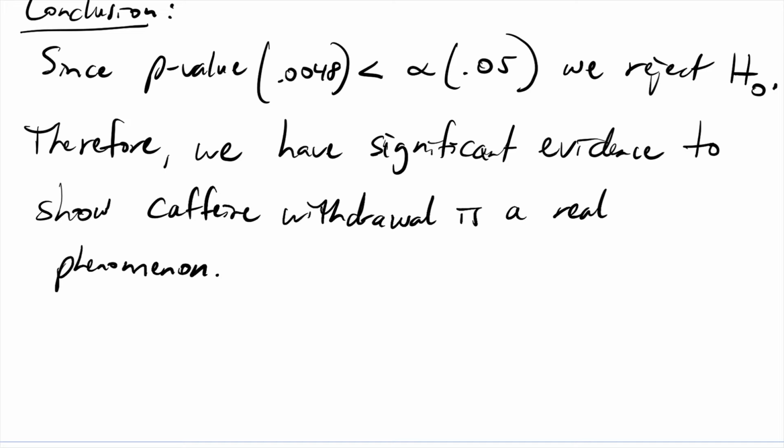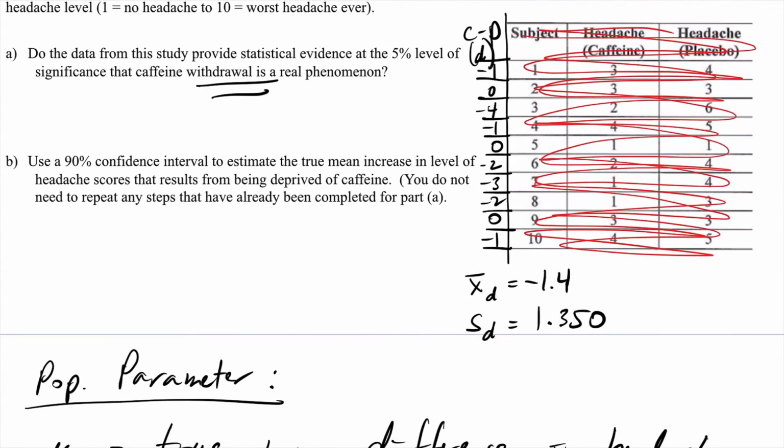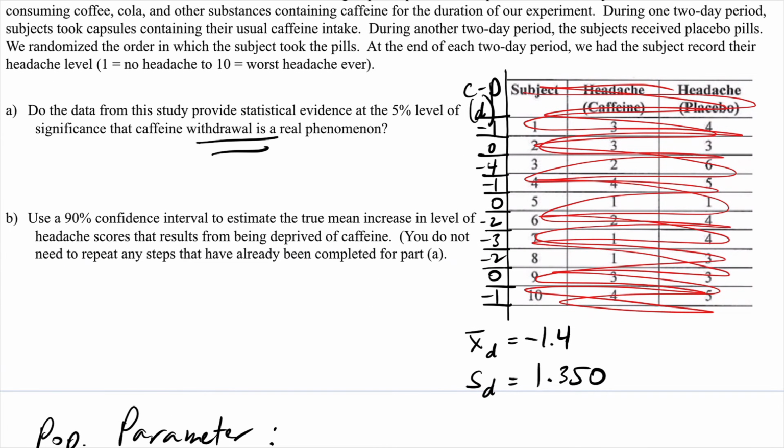Okay. So that was part A. Part B is very similar to that. If you go back to the question, part B, use a 90% confidence interval. We're using a 90% confidence interval, even though we should probably use a 95. If we want to keep apples to apples, you should use a 95. But since they said 90, we'll go with 90. Use a 90% confidence interval to estimate the true increase in level of headache scores that result from being deprived of caffeine. Note, you do not need to repeat any steps you have completed already.